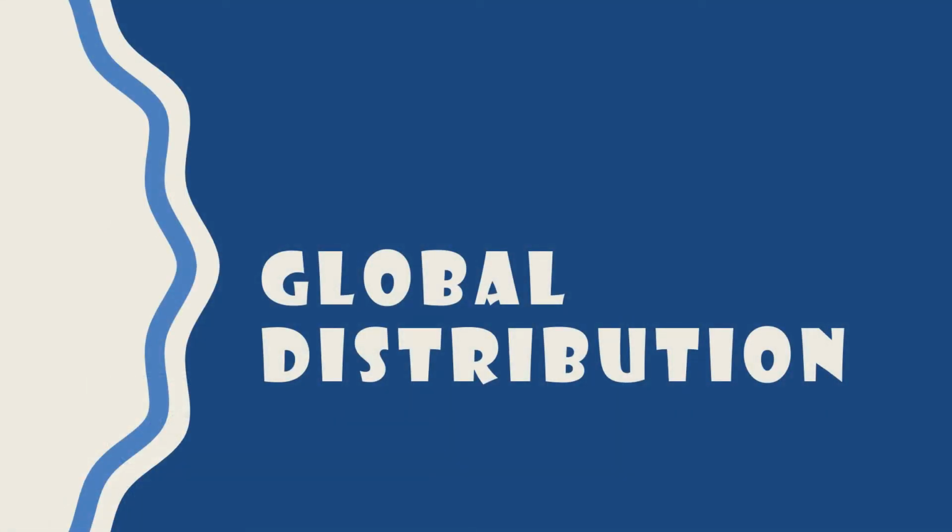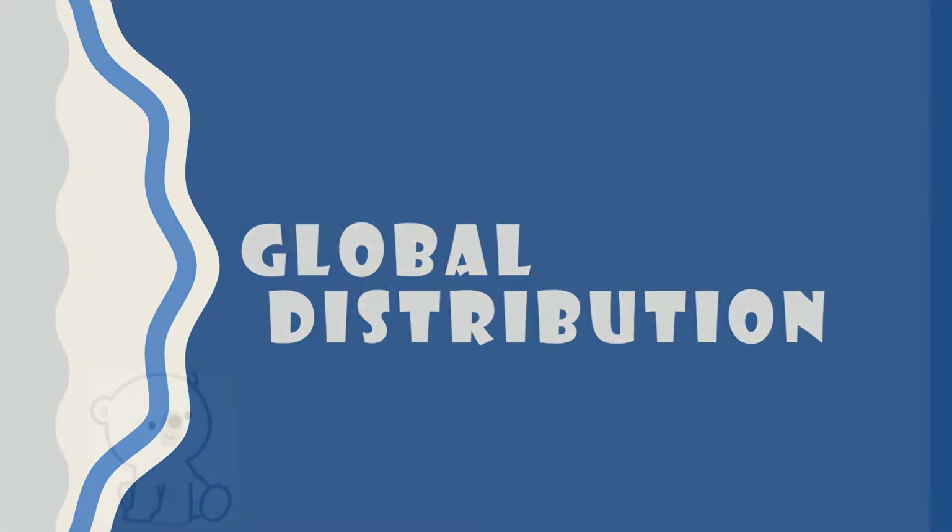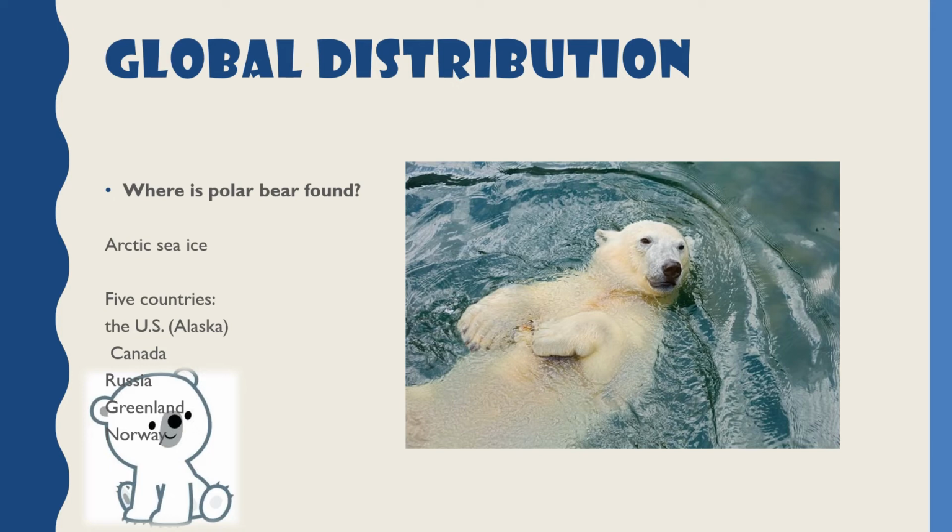The second part is global distribution. Where is polar bear found? Polar bears are forever linked to the Arctic sea ice, where they hunt their seal prey. The bears are found in 5 nations: the US, Canada, Russia, Greenland, and Norway.